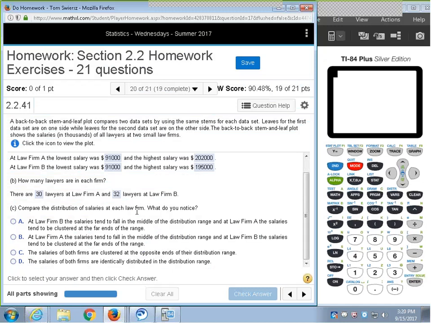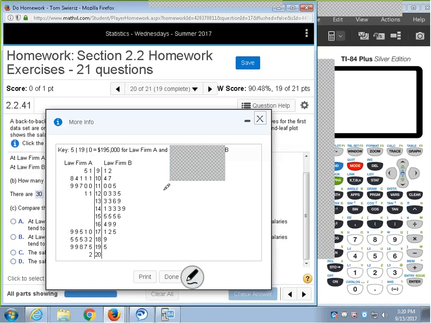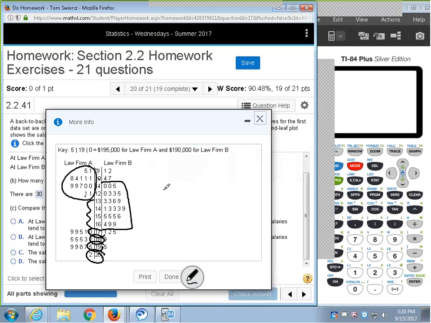Okay, compare the distributions. Just looking at it here, notice at firm A, there's a lot of lawyers that make lower salaries. In the 90s, 100,000, 110, 120, there's not too many in the middle, and then there's a lot of higher-paid ones in the 170,000, 180, 190,000, and even one person at 200,000. Where B is what? Most of the values are towards the middle, from about 110,000 to 160, 170. So A has kind of two clusters, one low and one high, where B is more of a uniform distribution with most of the salaries in the middle.